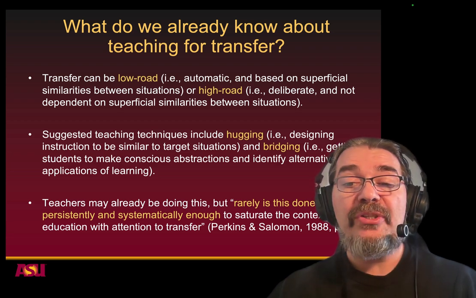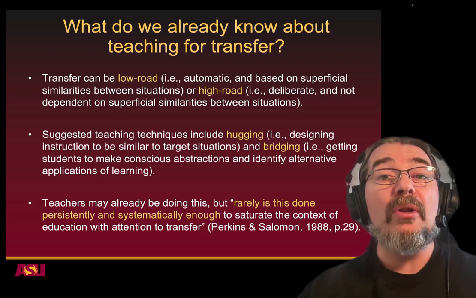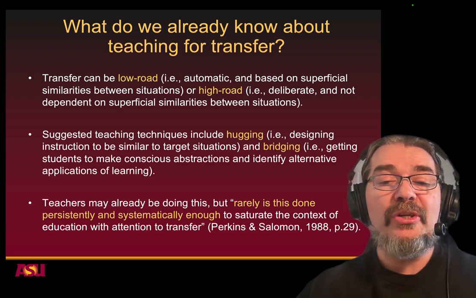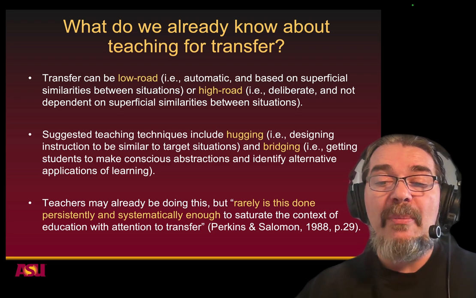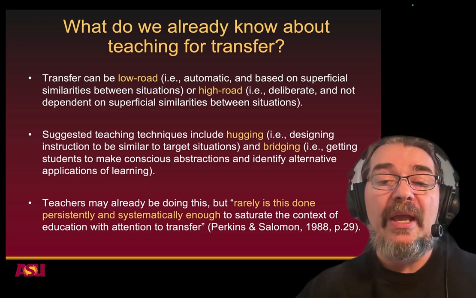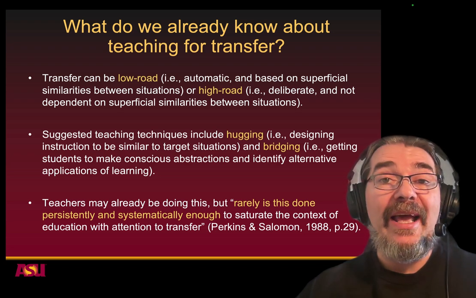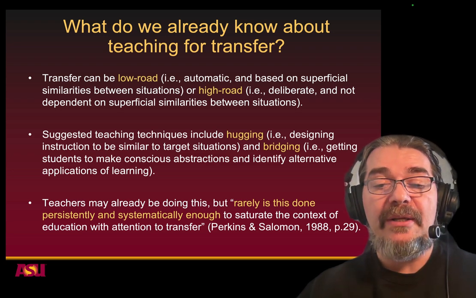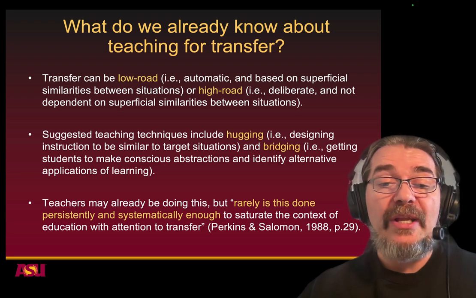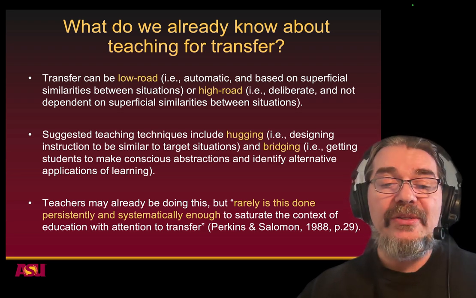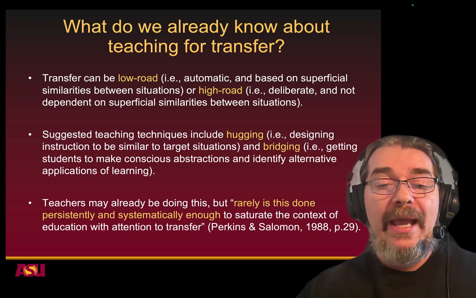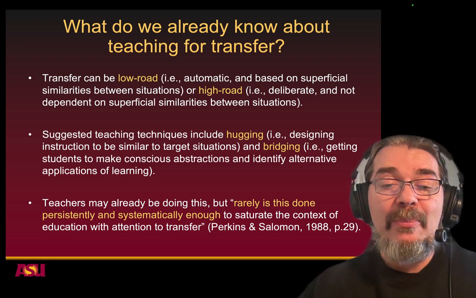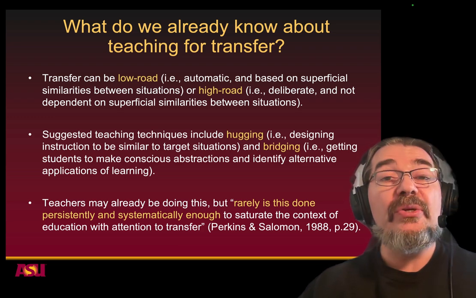So with that in mind, there are practical suggestions available for how to teach in ways that will help to promote low-road and high-road transfer. A technique for promoting low-road transfer is called hugging, and that means designing instruction to be similar to target situations. So for example, if I'm teaching an EAP course and the students are engineering majors, I might try to design the EAP course so that it has similarities with the students' engineering courses, maybe similar kinds of activities and similar kinds of content. On the other hand, a technique for promoting high-road transfer is called bridging, and that means teaching in a way that gets students to think abstractly about what they're learning and to think about how they might transfer learning. For example, in my EAP course, I might ask students to look at examples of academic writing and figure out what it is that makes those examples effective.